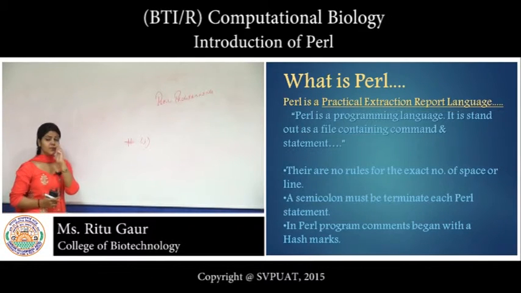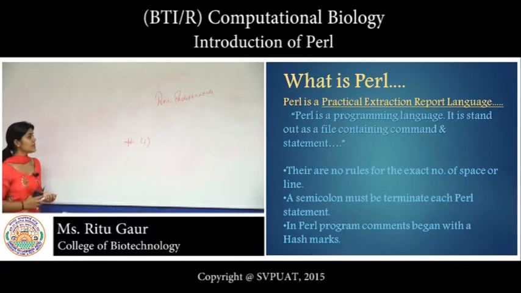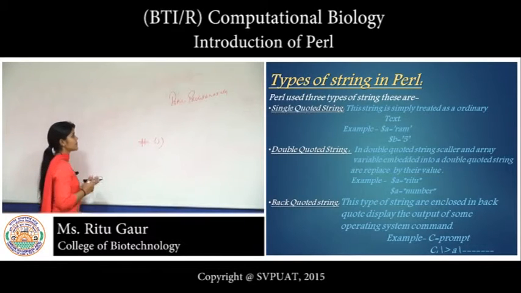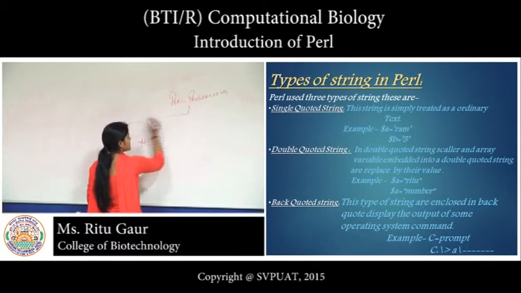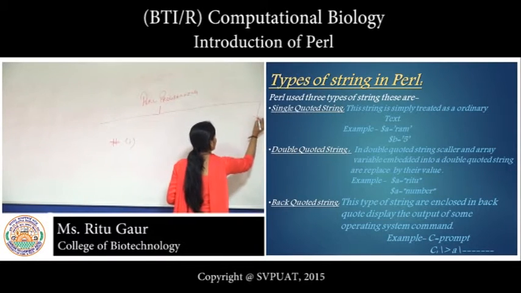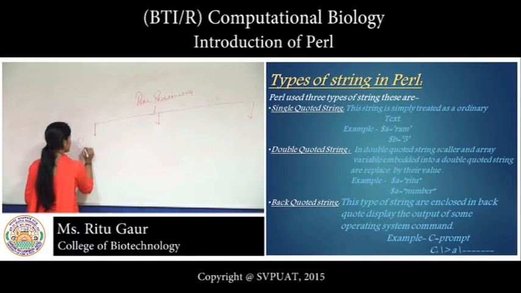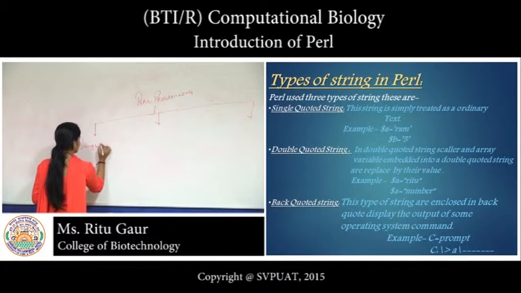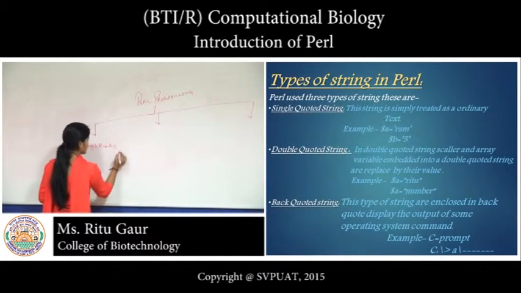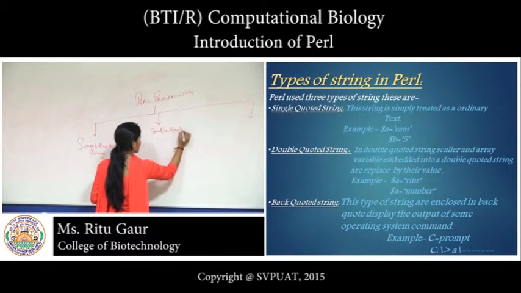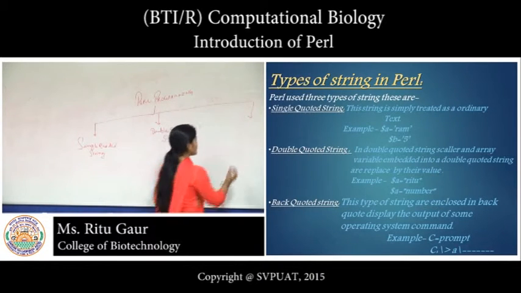We use three types of strings in Perl programming to input data. These are the single quoted string, the double quoted string, and the back quoted string. First is the single quoted string, the second is the double quoted string, and the last one is the back quoted string.